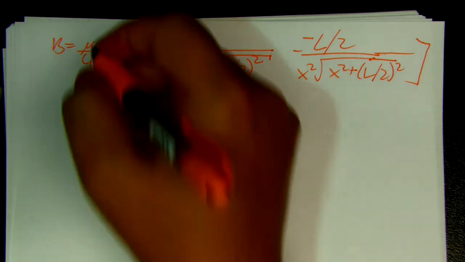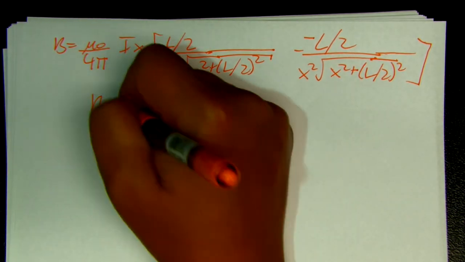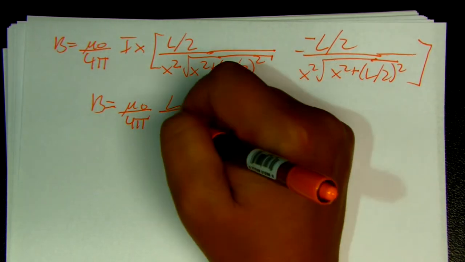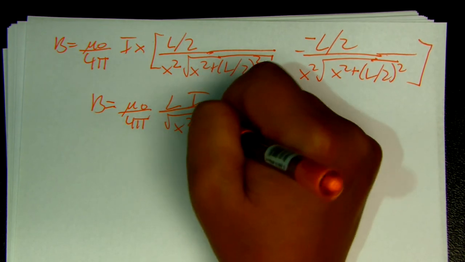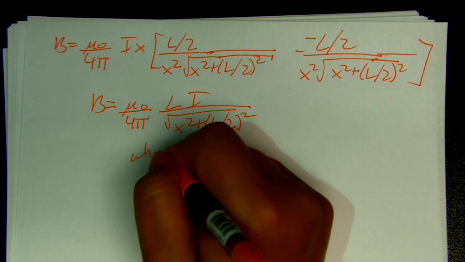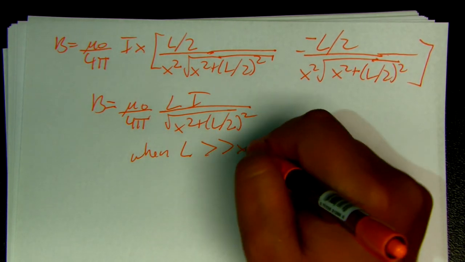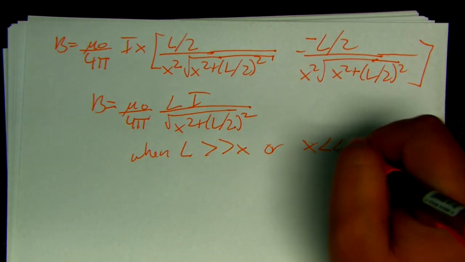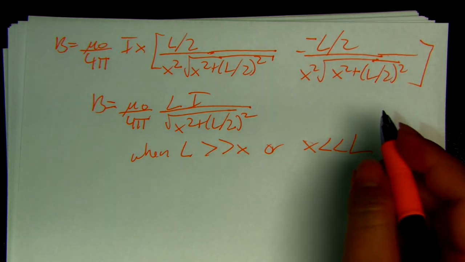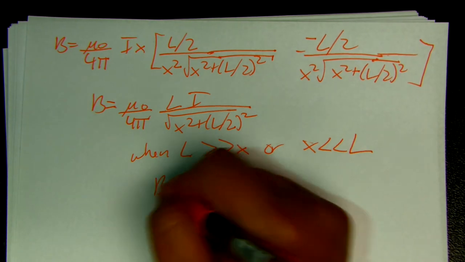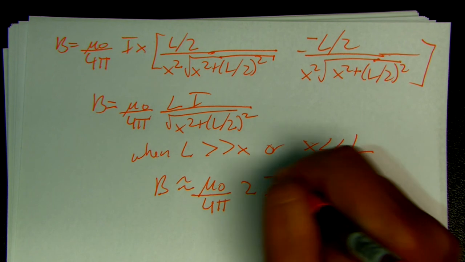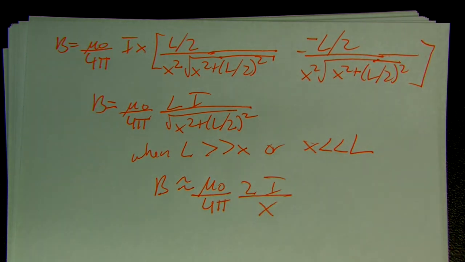And this solves to B is equal to mu naught over 4 pi, L I over x times the square root of x squared plus (L over 2) squared. And when L is much, much larger than x, or x is much, much smaller than L, so a very long wire, B becomes approximately mu naught over 4 pi, 2I over x.